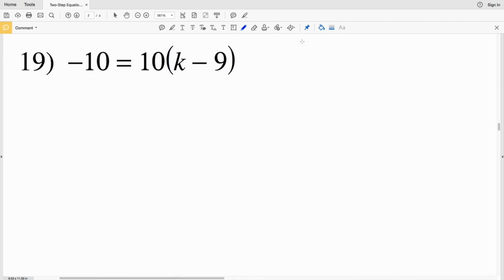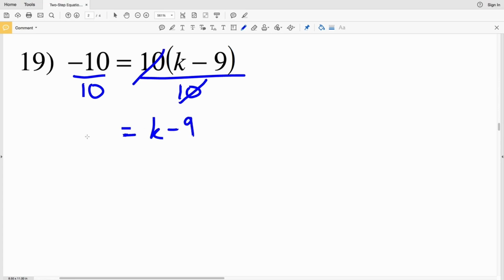In 19, we're going to start by dividing by a positive 10. When we divide by a positive 10, on the right-hand side, we're going to be left with k minus 9, and on the left-hand side, negative 10 divided by positive 10 is a negative 1. Then we're going to add 9 to both sides to get that 8 is equivalent to k.